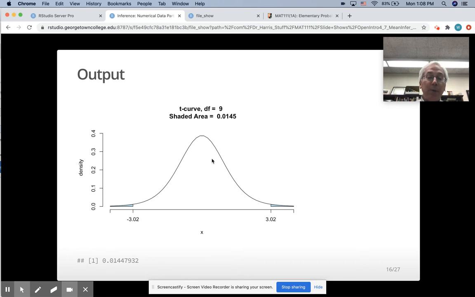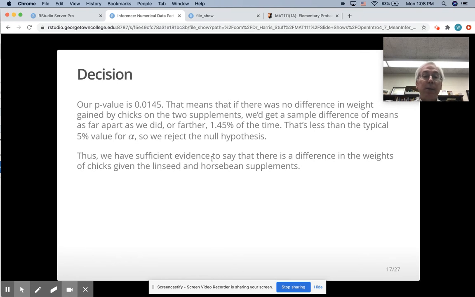for our p-value. We write a nice sentence that interprets this. If there is no difference in mean weights gained by chicks on the two supplements, that's our null hypothesis stated in words, we would get a sample difference in means as far apart as we did, or farther, about 1.5% of the time. Since that's less than the 5% value that we normally choose for alpha, we're going to reject the null hypothesis. And so we'll conclude that we do have sufficient evidence to say that there is a difference in the weights of chicks that are given the linseed and horse bean supplements. And the evidence also suggests that it looks like the linseed diet is going to result in a higher weight for those chicks.